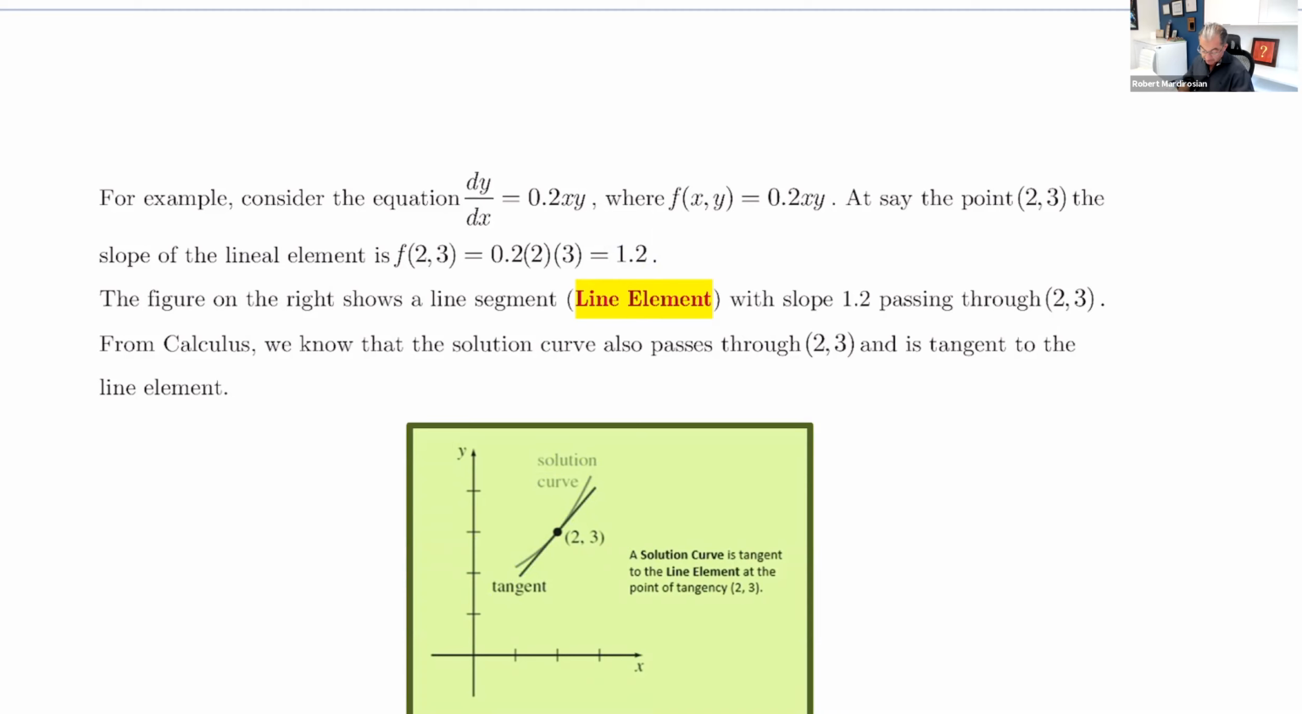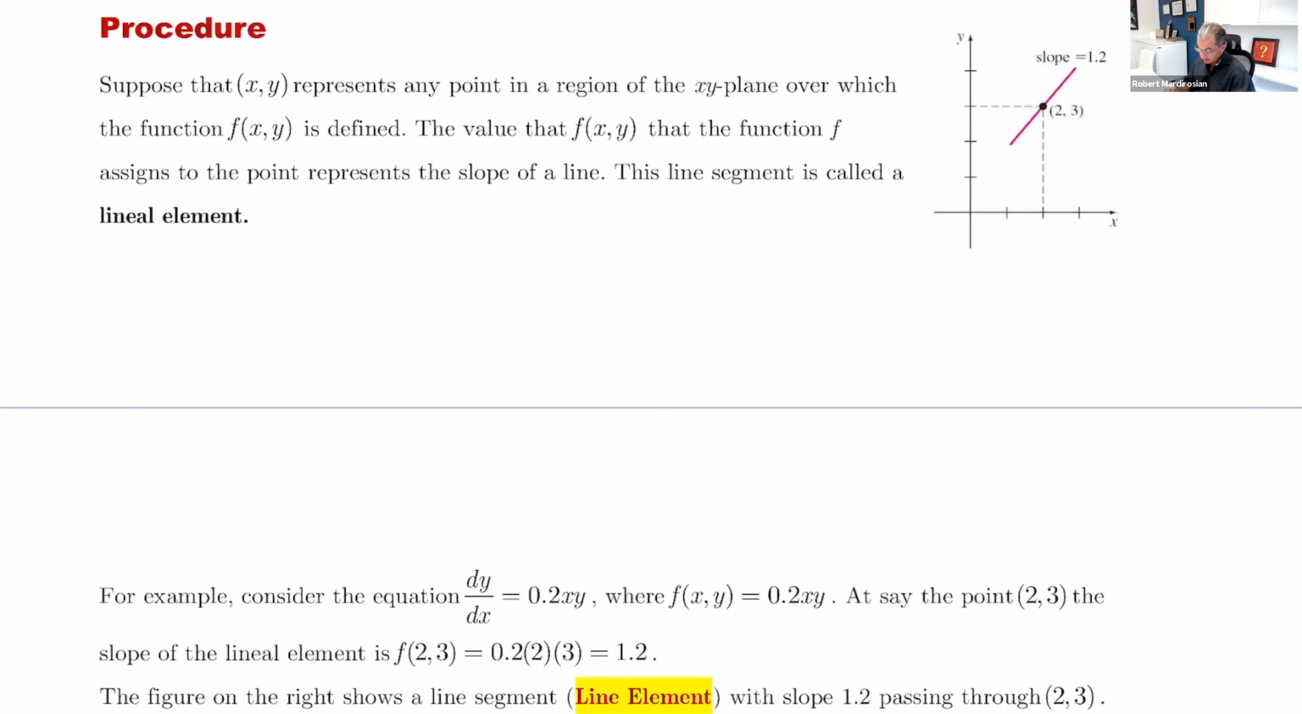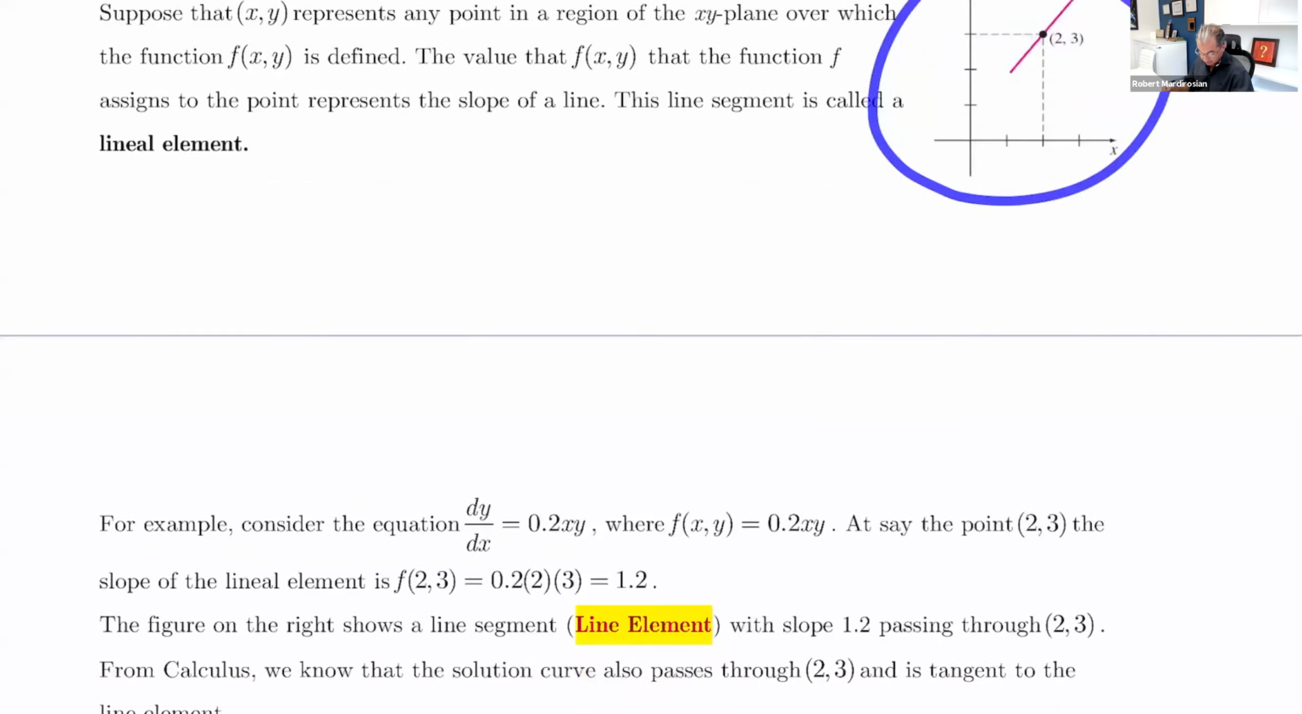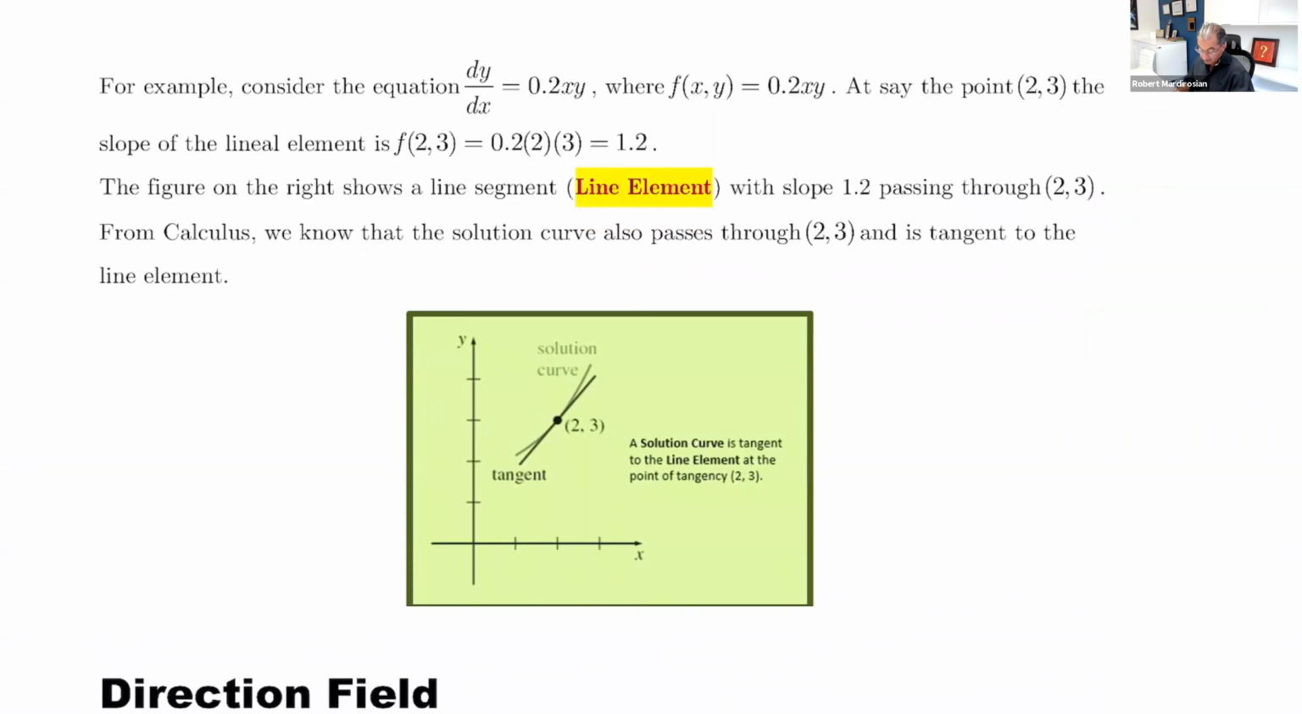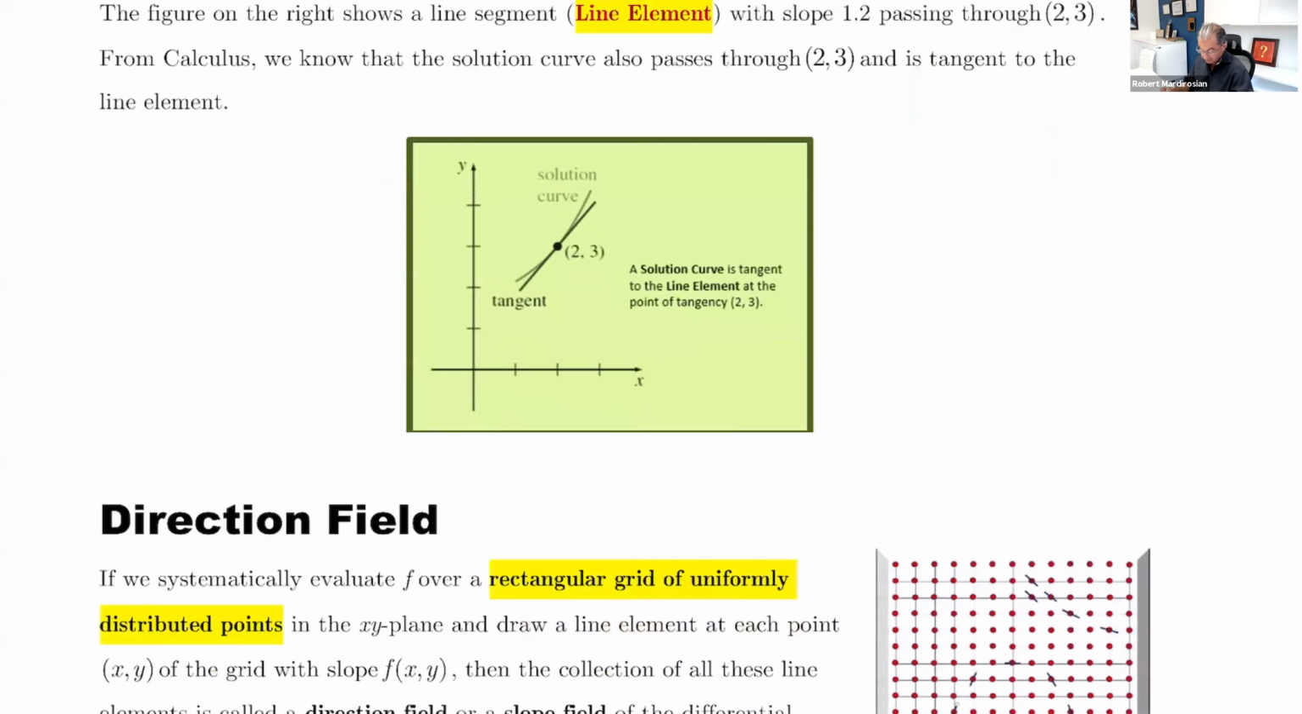And here, let me read this for you. The figure on the right, when I said on the right, that's what I meant, shows a line segment, or line element, with slope 1.2 passing through the point (2, 3). From calculus, we know the solution curve also passes through (2, 3) because they share that point, and is tangent to the line element.